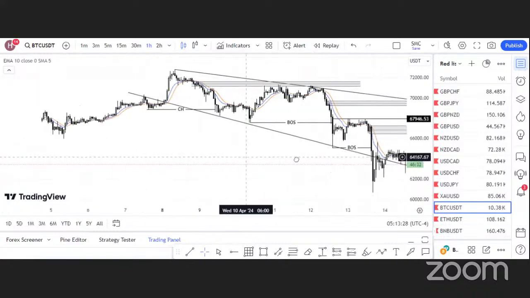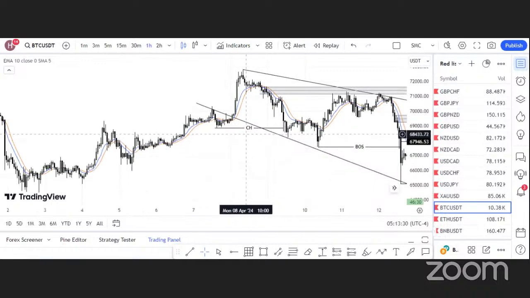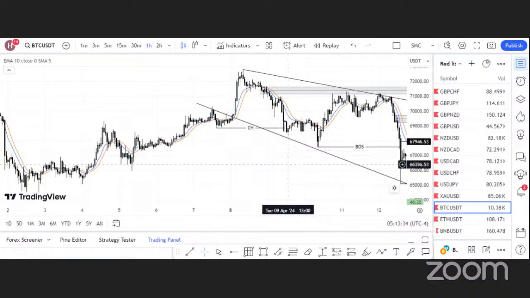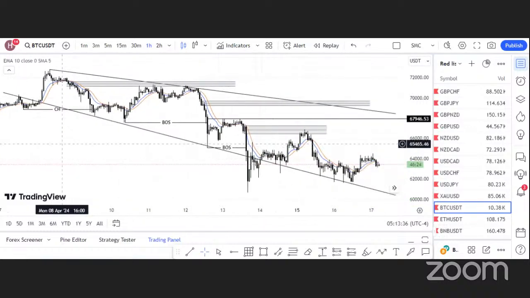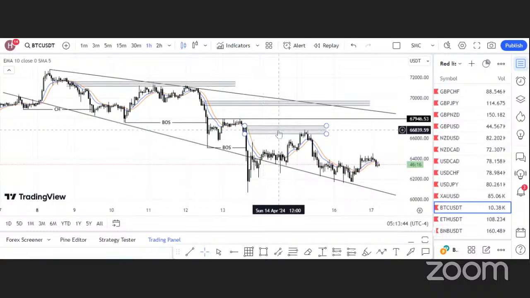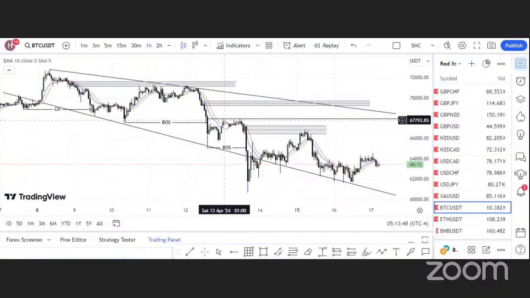So all right, from here we have our change of character, and the market has been breaking lows. It broke this low, and then after breaking this low, what happened? The market made a retest. After breaking this low, what happened? The market also made a retest around this area.